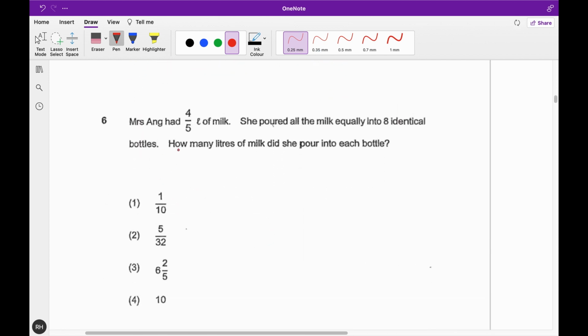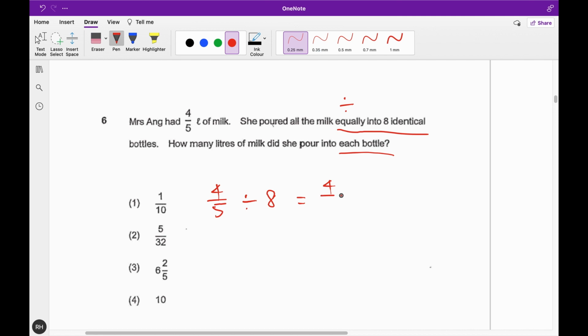Question 6. Mrs. Ang had 4 out of 5 liters of milk. She poured all the milk equally into 8 identical bottles. Okay, so when we say poured equally into something, usually we want to divide. Okay, so how many liters of milk did she pour into each bottle? So 4 out of 5, we're going to divide it equally into 8 bottles, so we divide by 8. So what we should do, we should use the invert and multiply method.